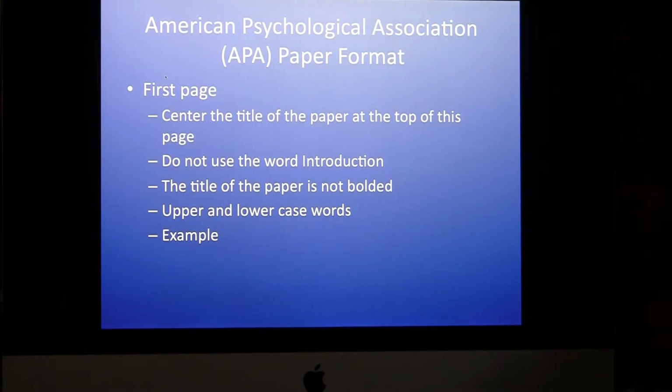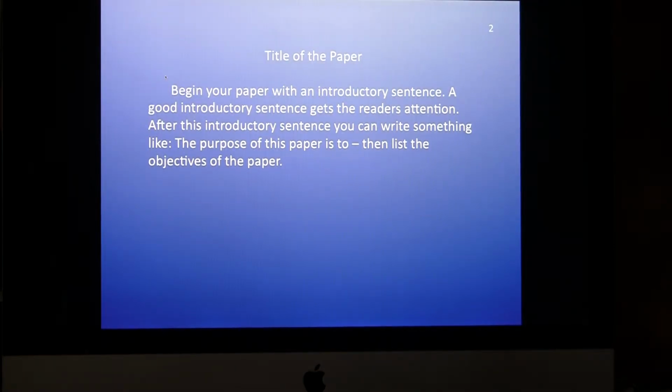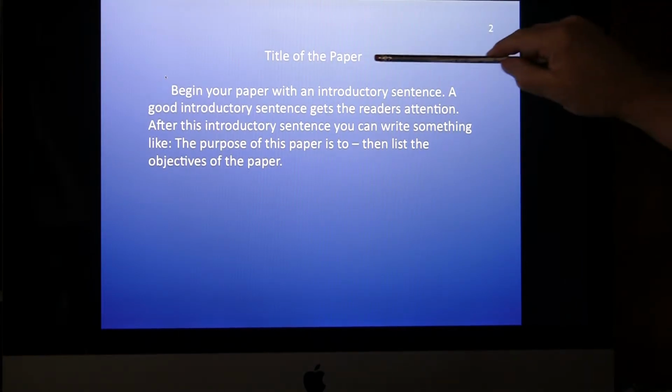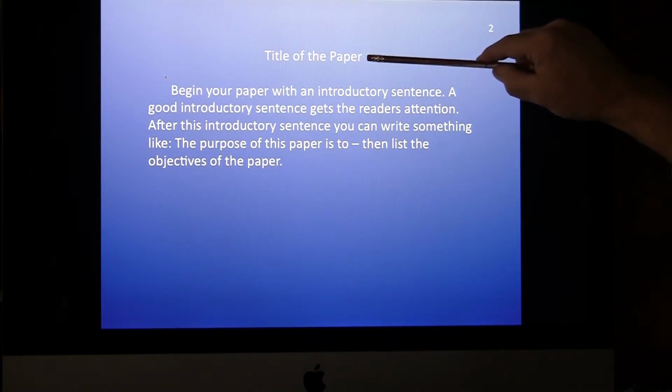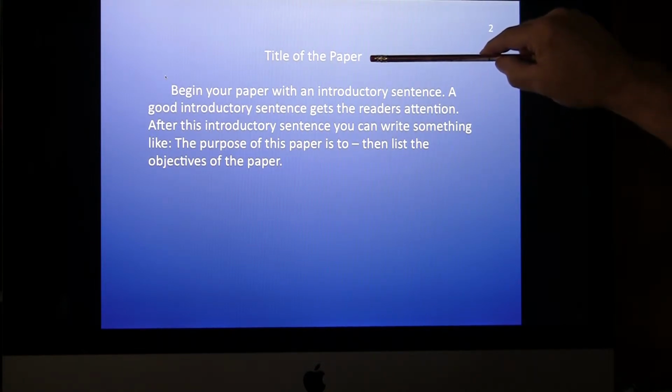The next page of all papers would be, well, the first page. Center the title of the paper at the top of this page. Don't use the word introduction. For some reason, APA stopped allowing the use of the word introduction several years ago. They want you to use the title of the paper. The title of the paper is not bolded, but it does consist of upper and lowercase words. Here's an example. You'll notice again, we've got page 2. The title of the paper is centered on the page. It's a mixture of upper and lowercase letters, and it's not bolded.